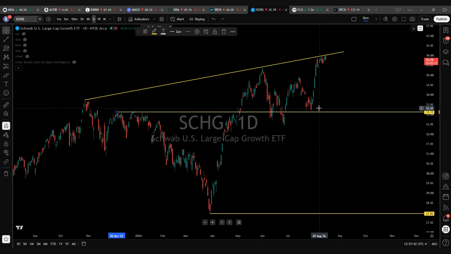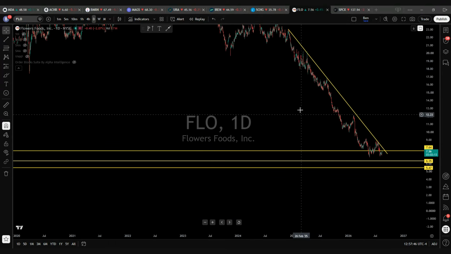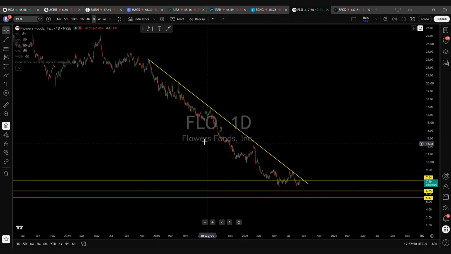And so that's why we're seeing the surge to the upside. FLO, Flower Foods. Beautiful downsloping trend line. Pivot top here, secondary hit, third hit, fourth hit, fifth hit. Now, I have $7.64 on my radar.